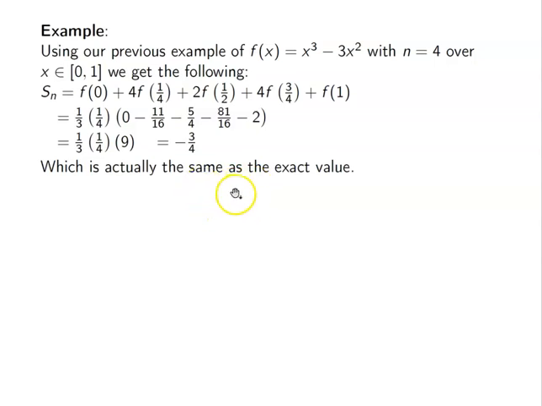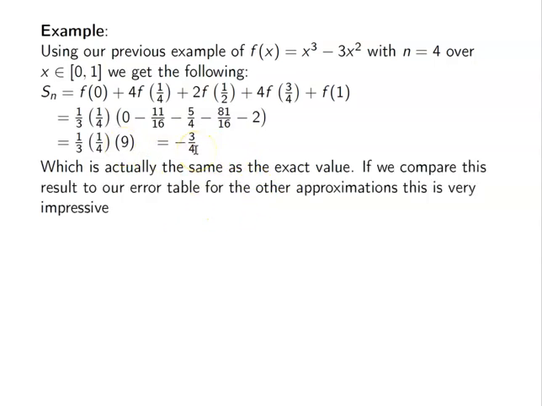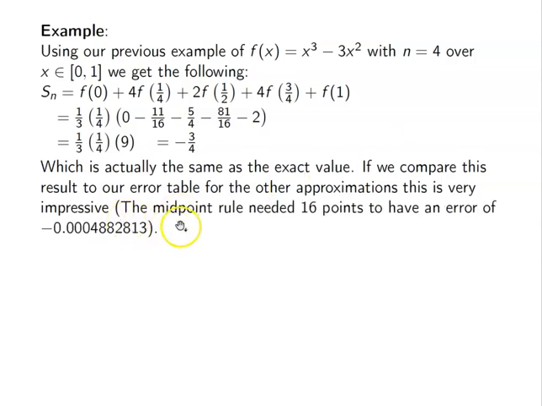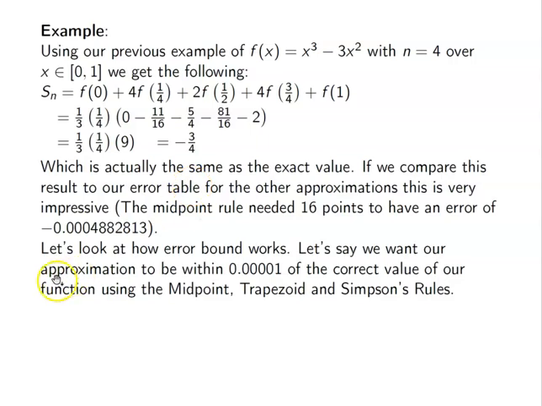So this is actually the exact value, so Simpson's rule is very, very accurate. If we compare this result to our error table for the other approximations, it's very impressive. The midpoint rule needed 16 rectangles in order to be fairly close, but I used 4 and I was exact. So let's look at how the error bound works.